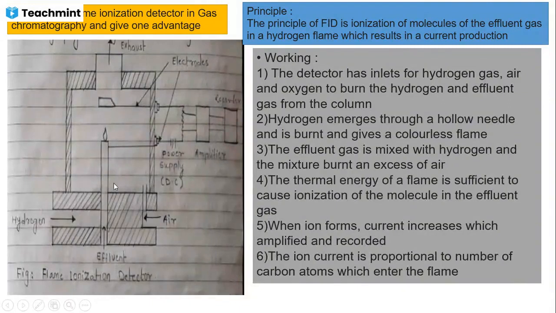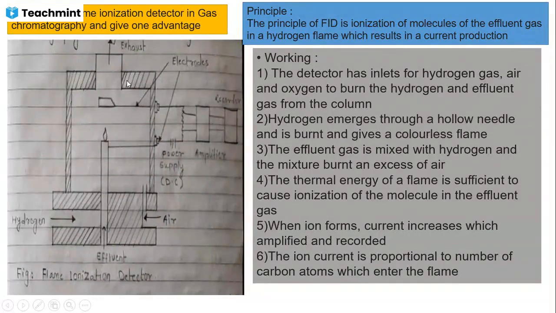Here the hydrogen flame is there. You can see the hydrogen gas and the air, meaning the oxygen, burn at the tip. Then the electrode is there. Whatever ionization takes place will be detected by this electrode, which is connected to this circuit. There is a power supply, then the amplifier, and finally you get the signal recorder. Other than that, the flame burns, and the fumes can be exhausted from this particular pipe.